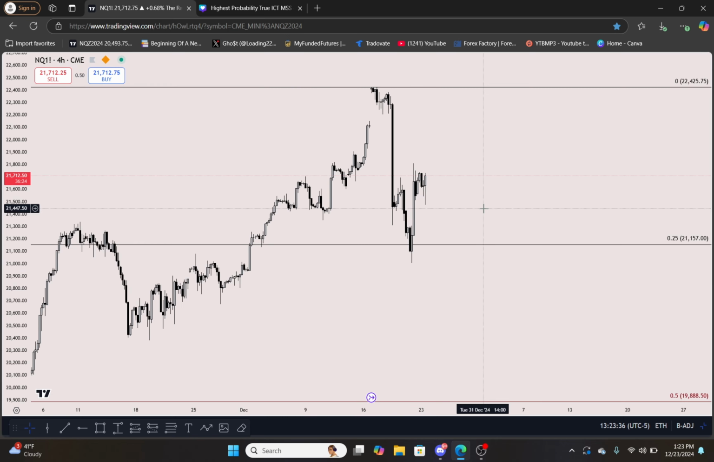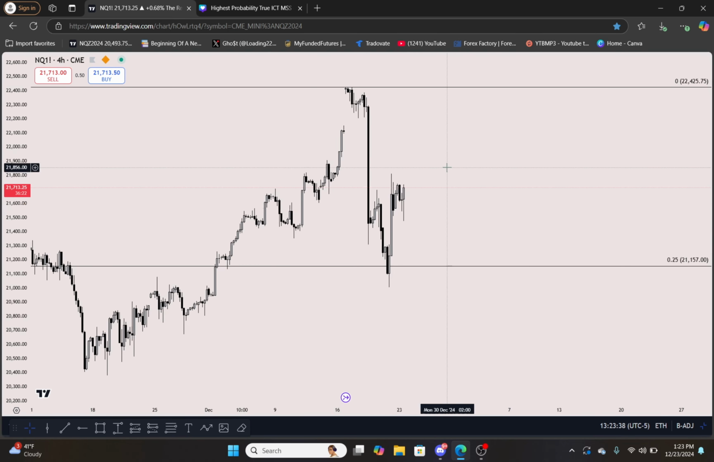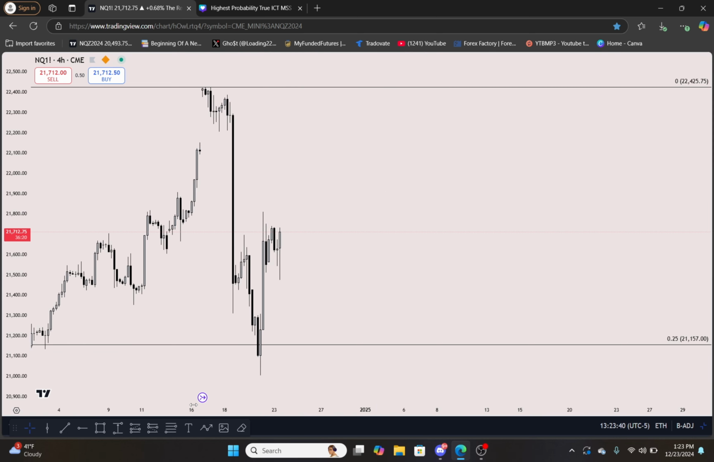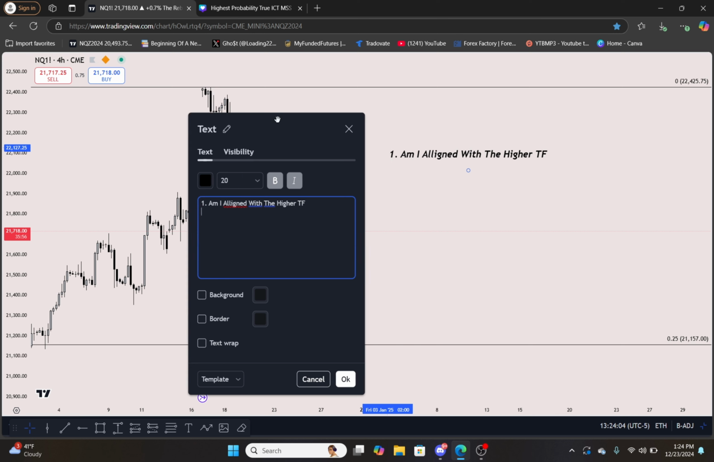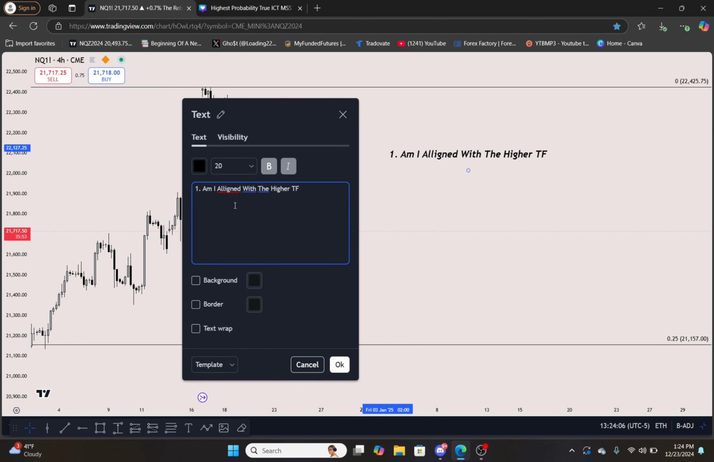Now when I'm looking for trades, let's create a little checklist. So when looking for trades, one: am I aligned with the higher time frame? That's number one, always. Am I aligned with the higher time frame?